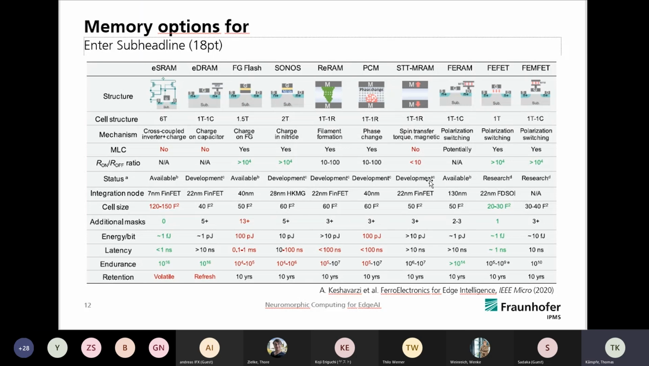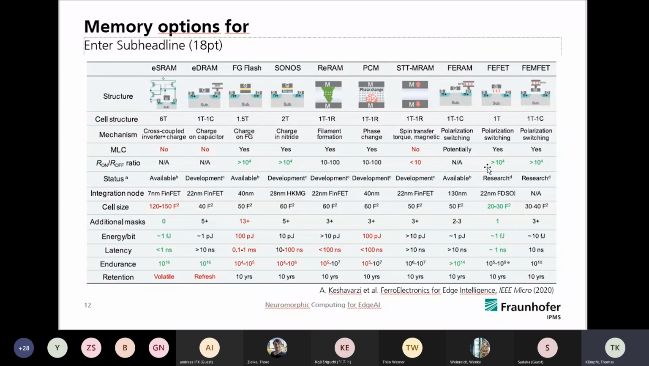The main difference in the implementation for in-memory computing are the differences in the on and off resistance. So for example, for STT-MRAM, this on-off ratio is very small, typically only in the range of 2, which makes it very difficult to implement that into in-memory computing. Particularly the transistor concepts like flash or Sonos flash or ferroelectric transistors have very high on-off ratios, which make them interesting for the implementation.